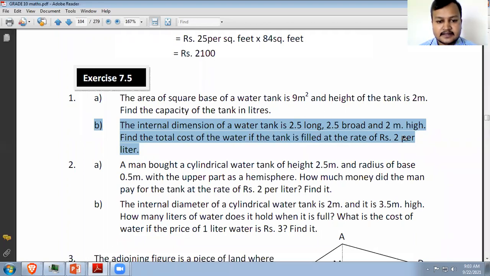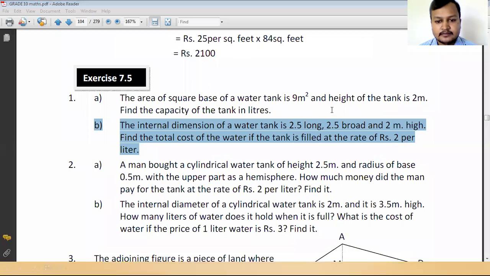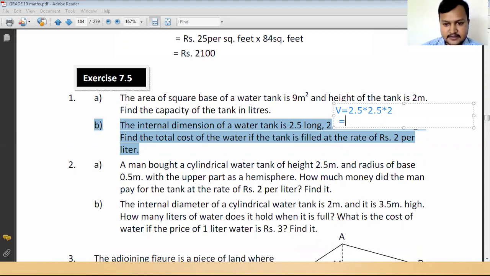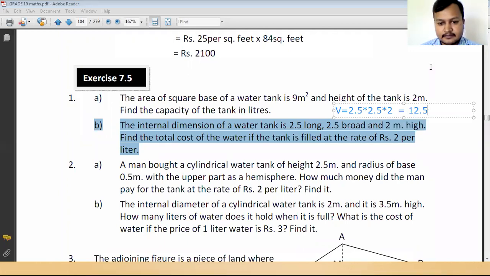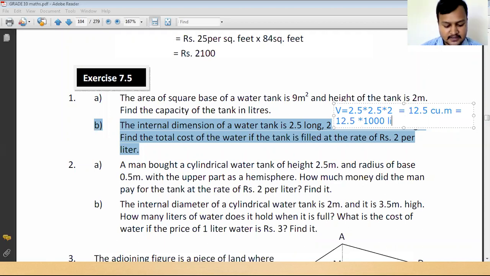Tank को length, breadth, height दिएको छ. Then can we find out the volume? Yes, sir. Volume is equal to length into breadth into height, 2.5 into 2.5 into 2, and it is equal to 12.5 cubic meter. So the cost of filling water is ₹2 per liter. यो cubic meter लाई हामीले liter मा convert गर्नु पर्यो. 12.5 into 1000. If we multiply it by 1000, it is converted into liters now.